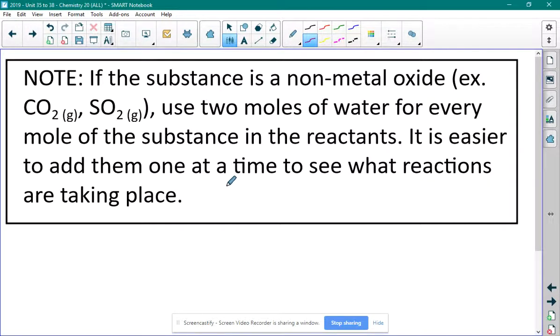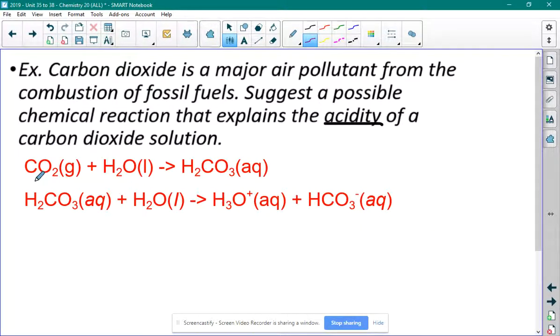Slight change or slight nuance to add. If your substance is a non-metal oxide, so carbon and sulfur are non-metals, they have oxygen attached to them. We're going to double up on the amount of water. For example, carbon dioxide reacts with water one time to form a complete compound of H2CO3 aqueous.